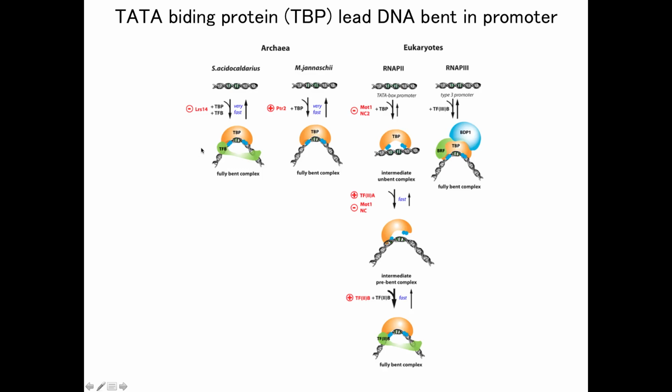TATA binding protein first binds to the promoter site and induces kinked and bent DNA, and then the next transcription factor, TFIIB, can bind to this site because the TATA binding protein induces a bent DNA, and TFIIB recognizes such a bending structure. And then finally, polymerase II binds to this basic transcription factor complex and can start the transcription from the promoter.